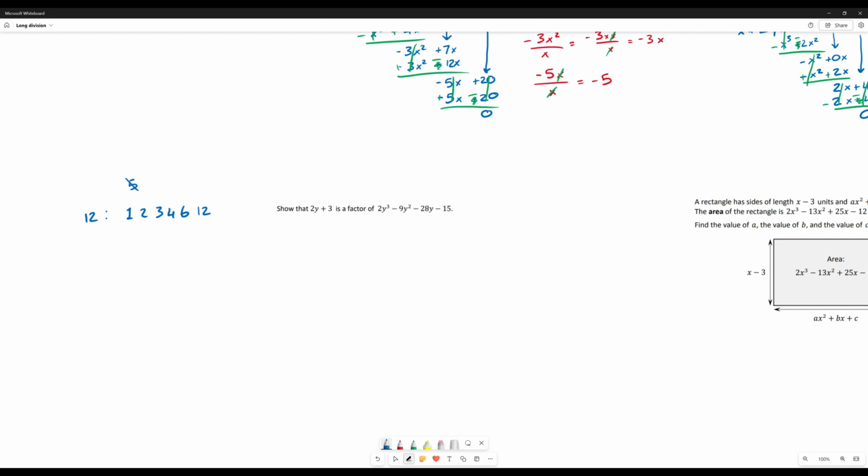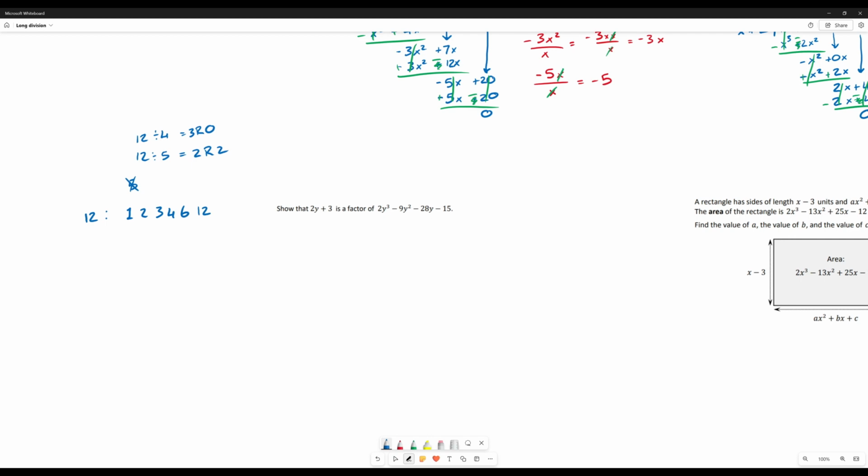5, for example, is not a factor because 12 divided by 5 is 2, remainder 2. 4 is, because 12 divided by 4 would be 3, remainder 0. But now you wouldn't really write remainder 0.